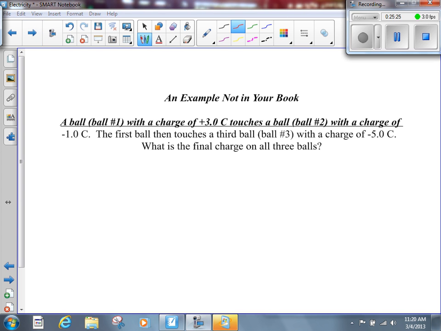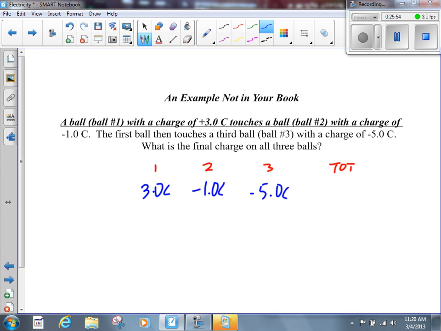How are we going to go about solving this now? Well, we know that the total charge has to remain the same. So let's figure out what the total charge is here. We've got +3 coulombs, -1 coulomb, and -5 coulombs: charge of 1, charge of 2, charge of 3, and then the total. What's the total charge there? 3 plus -1 plus -5 is -3 coulombs.